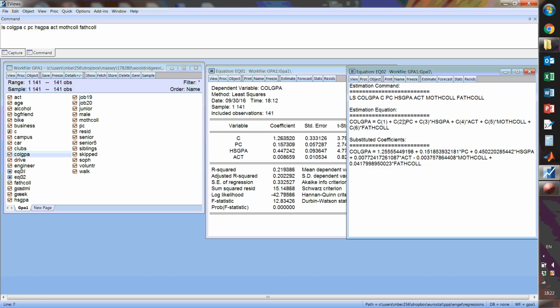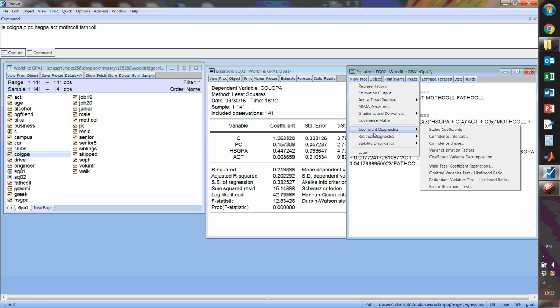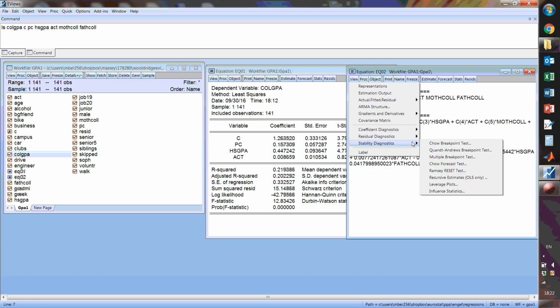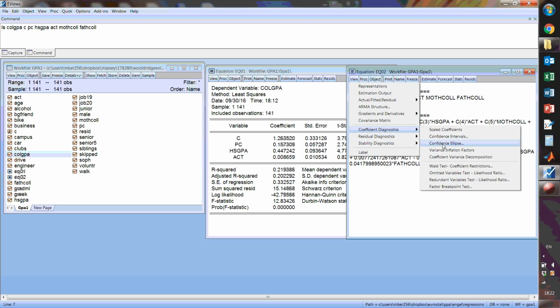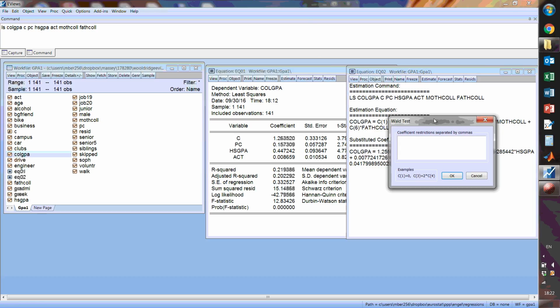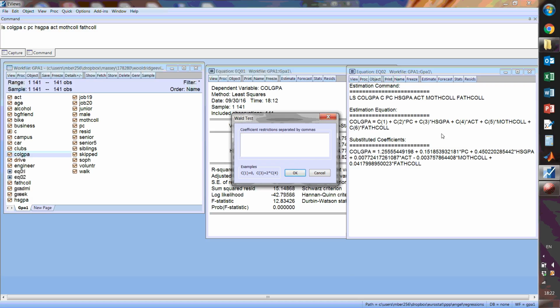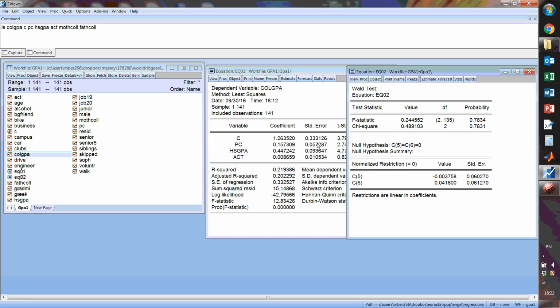So C1 for constant, C2 for coefficient on PC ownership, and so on. And so now it's easier to remember, or easier to write the coefficient diagnostics, the Wald test. So what we're interested in is C5 equals C6 equals 0. So you just type it in, C5 equals C6 equals 0, and you get 2 tests.